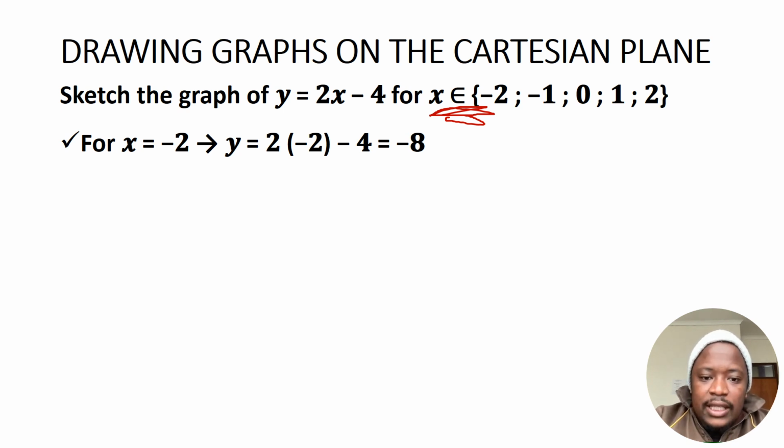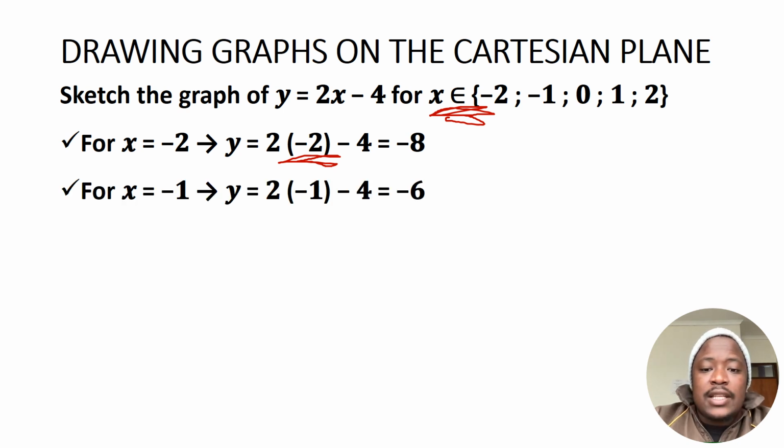Also, notice again, whenever we are substituting, we show by means of the brackets that we have removed x and then we substituted with negative 2. So therefore, we are saying 2 multiplied by negative 2 subtract 4 will give us negative 8.